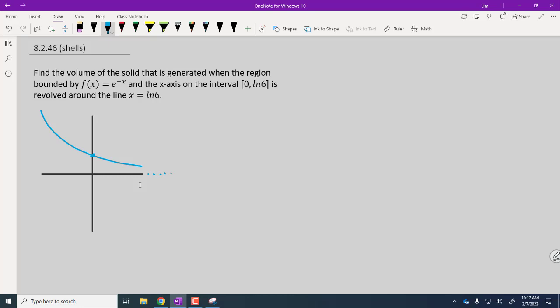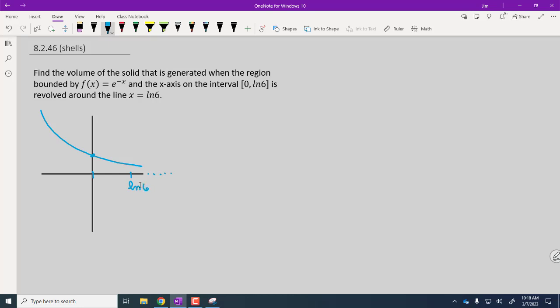So we find the volume of the solid generated when the region is bounded by. So let's find the region. There should only be one. There should be no ambiguity. So this is one of the boundaries. They tell us it's on the interval 0 to natural log of 6. So we're going to call this natural log of 6 right there.